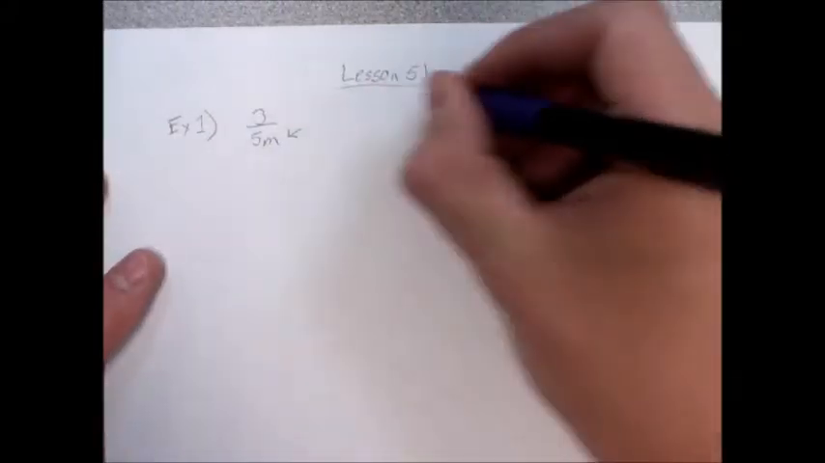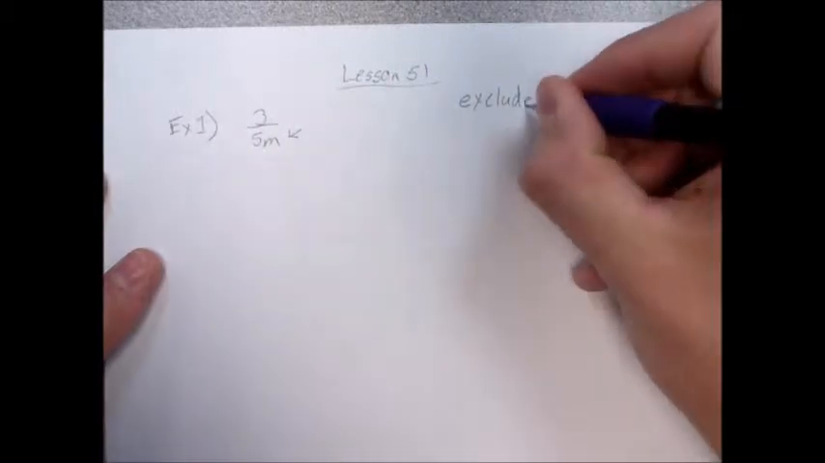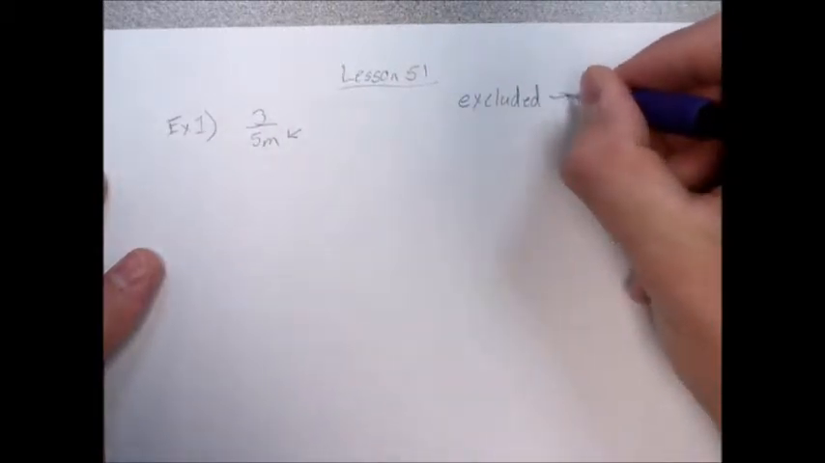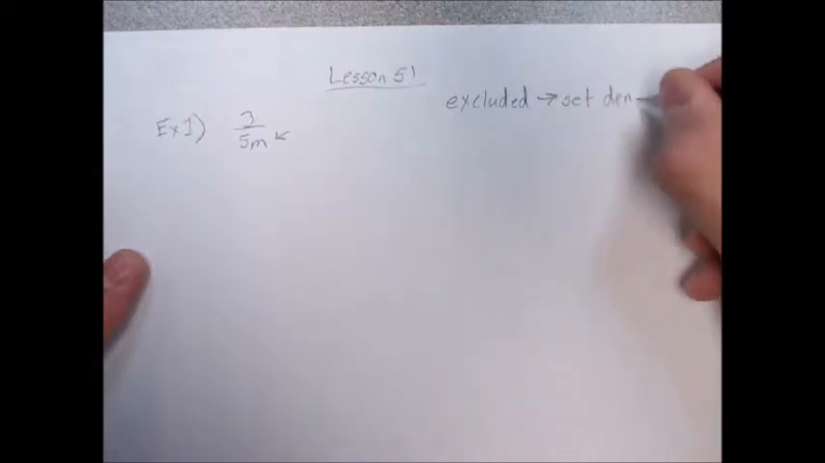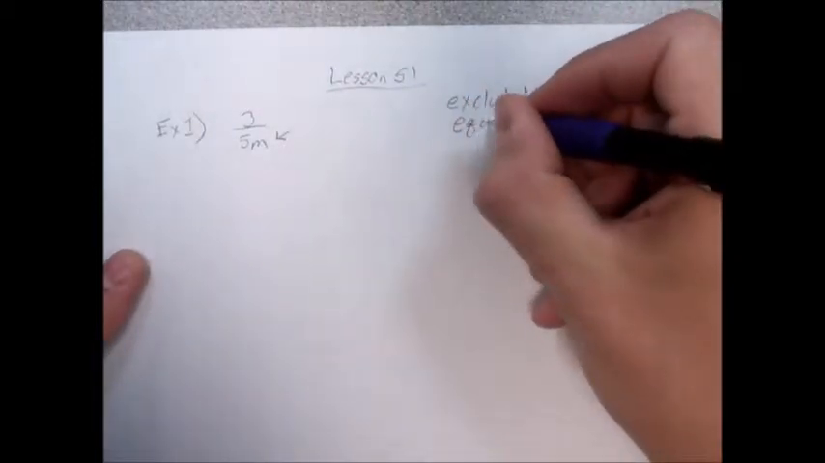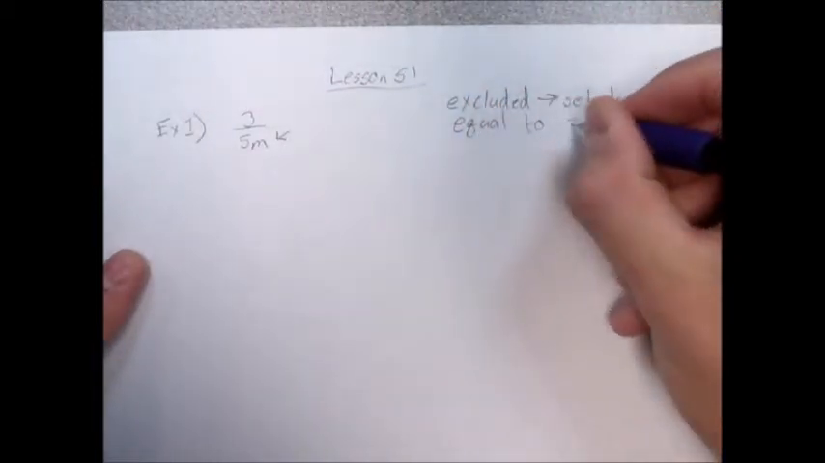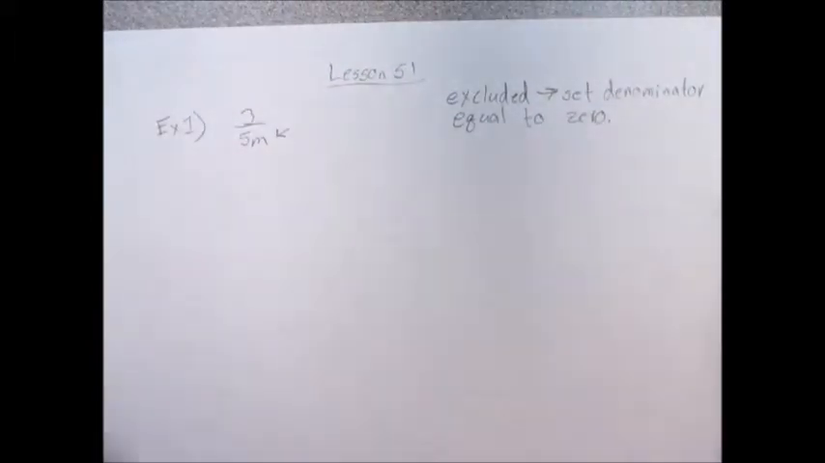So write that down. Excluded means to set denominator equal to 0. I think there was a question like this on your test. So hopefully you did not already forget about it.